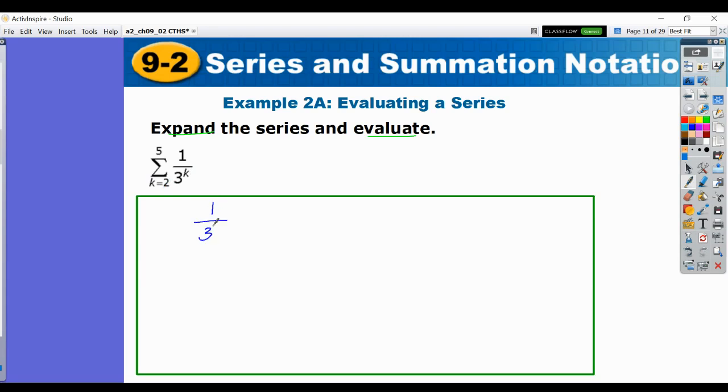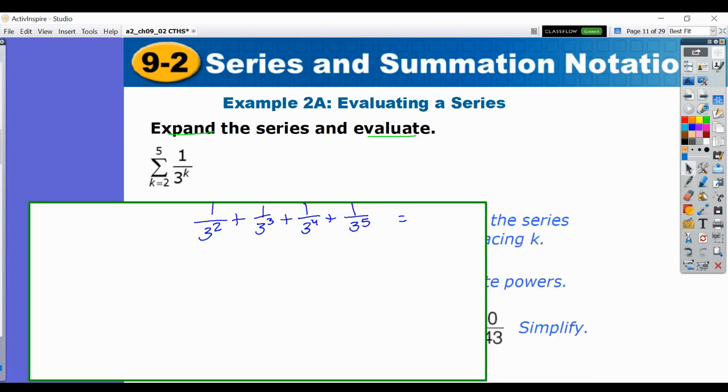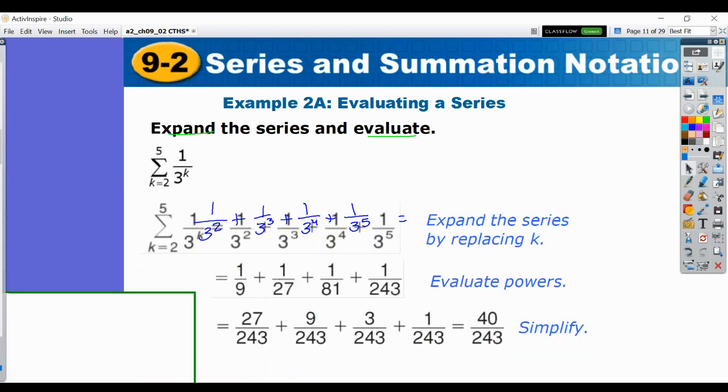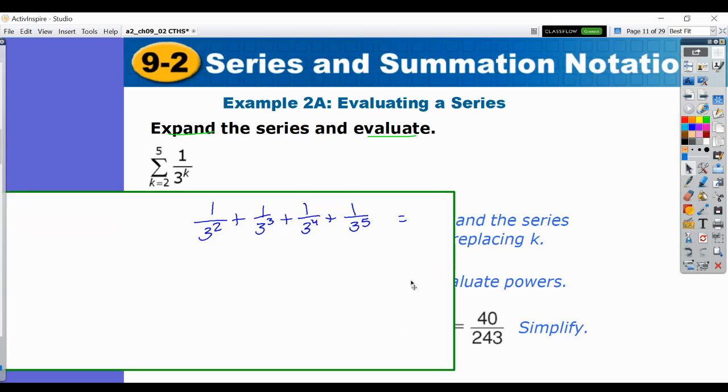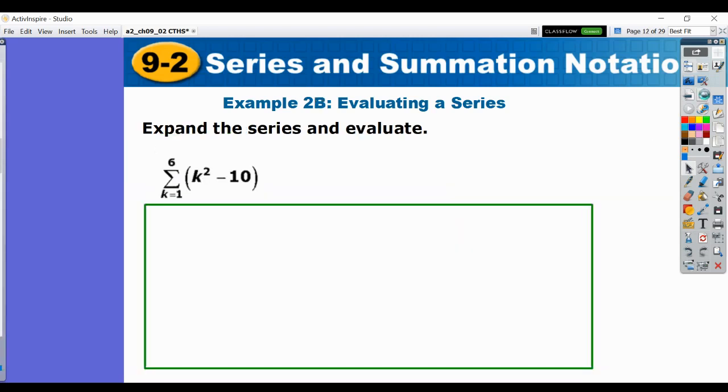So 1 over 3 squared, and that's fine. You don't have to write what that equals. Plug in a 3, plug in a 4, and plug in a 5, and that's where you stop, and you add, and then you answer. Okay, so this is where you would definitely be able to use your calculator. And if you didn't use your calculator, you would have to get common denominators here to add them all up. And the answer is 40 over 243. So just type that in and then hit math, enter, enter on your calculator to turn it back into a fraction.